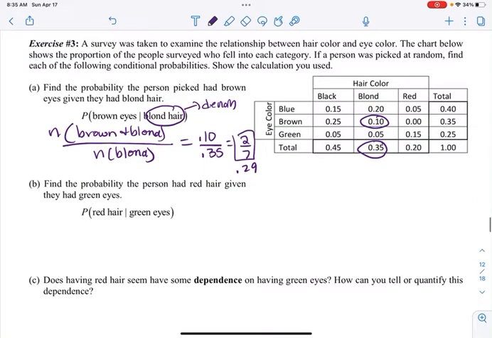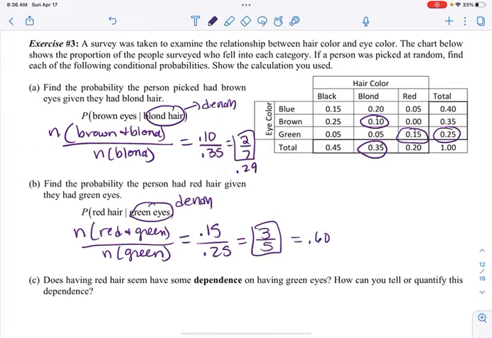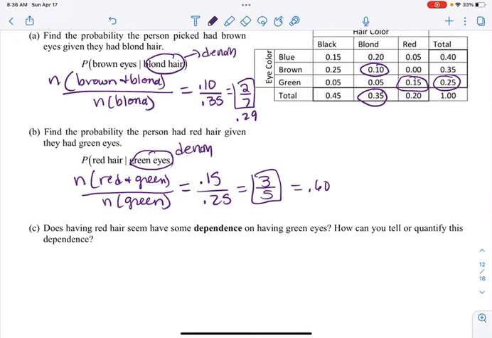All right. Find the probability the person had red hair given they had green eyes. So that's the numerator is going to be red and green, the number of people that have red and green over the number of people that have green, because this is my denominator. So red and green. So let's go up to my chart. Red and green is 0.15 over the people that have green, and that's 0.25. Again, put it in my calculator. It's 3/5 or 0.60.